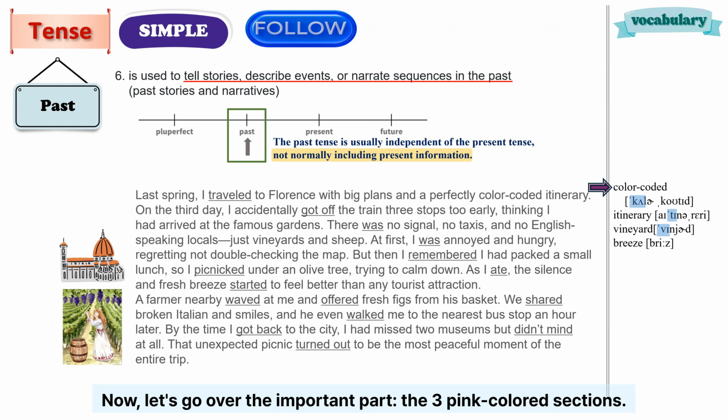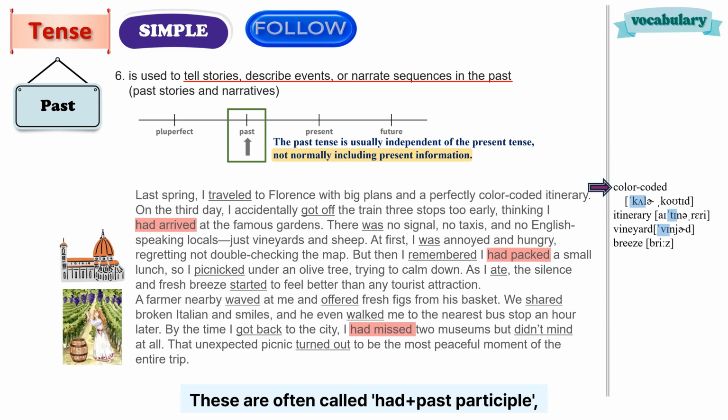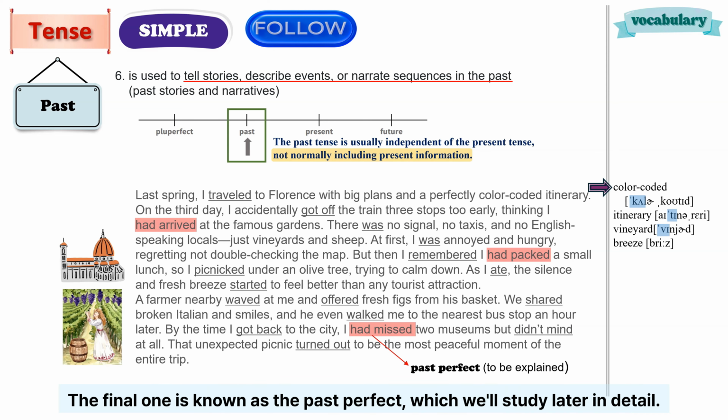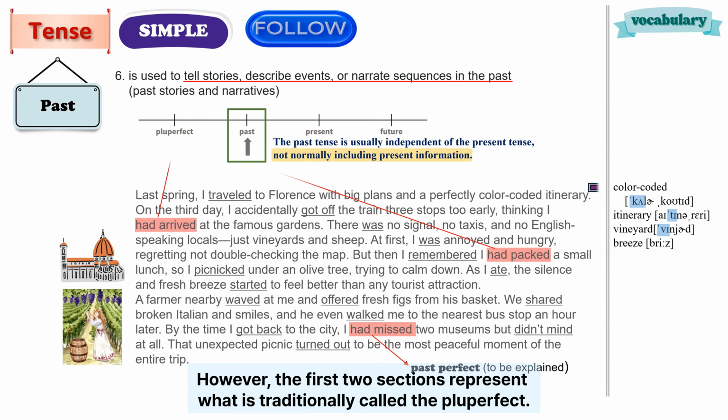Now, let's go over the important part. The 3 pink-colored sections. These are often called had plus past participle, but their grammatical roles differ. The final one is known as the past perfect, which we'll study later in detail. However, the first 2 sections represent what is traditionally called the pluperfect.